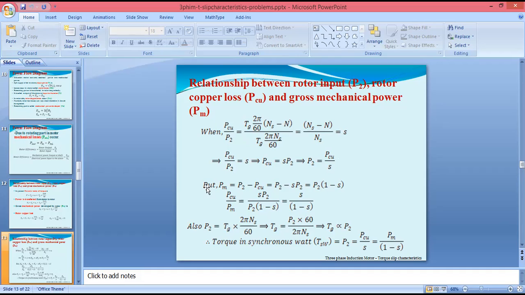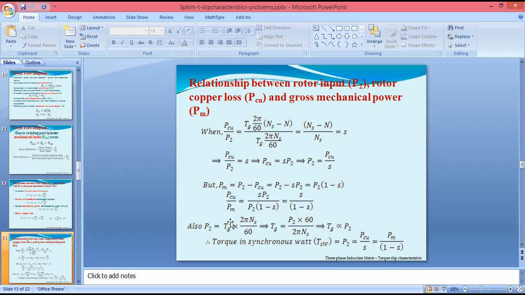So here we say Pm equal to P2 minus PCU. We have the PCU value in the form of P2, so you can write S into P2. So you can write P2 minus S P2, and you get Pm equal to rotor power in bracket 1 minus S.